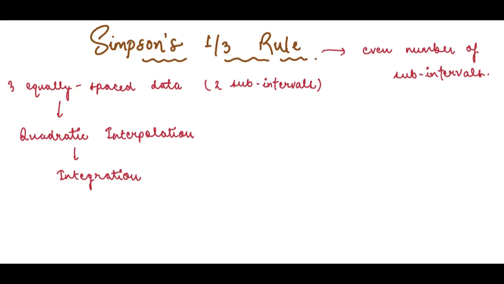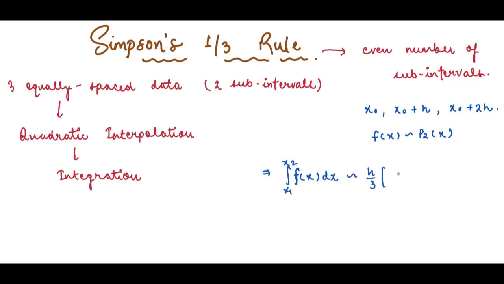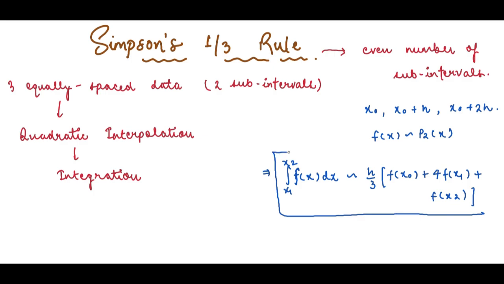Now let's derive the formula. We take three equally spaced points: x0, x1 as x0 plus h, and x2 as x0 plus twice of h. Using the quadratic interpolation polynomial, we can write the function approximately as f(x) ≈ p2(x). After integrating this quadratic interpolation polynomial over the interval from x0 to x2, we obtain the integral from x0 to x2 of f(x) dx as approximately h by 3 times f(x0) plus 4 times f(x1) plus f(x2). And this is Simpson's one-third rule.